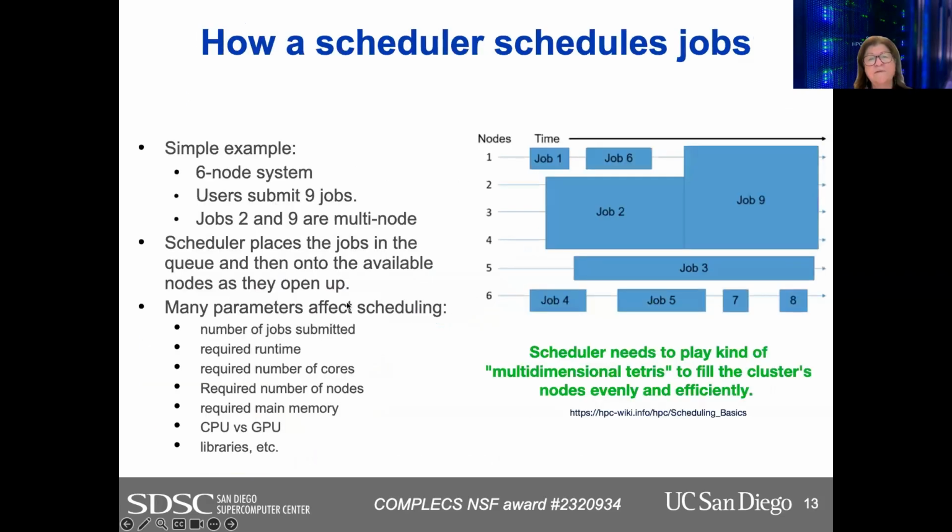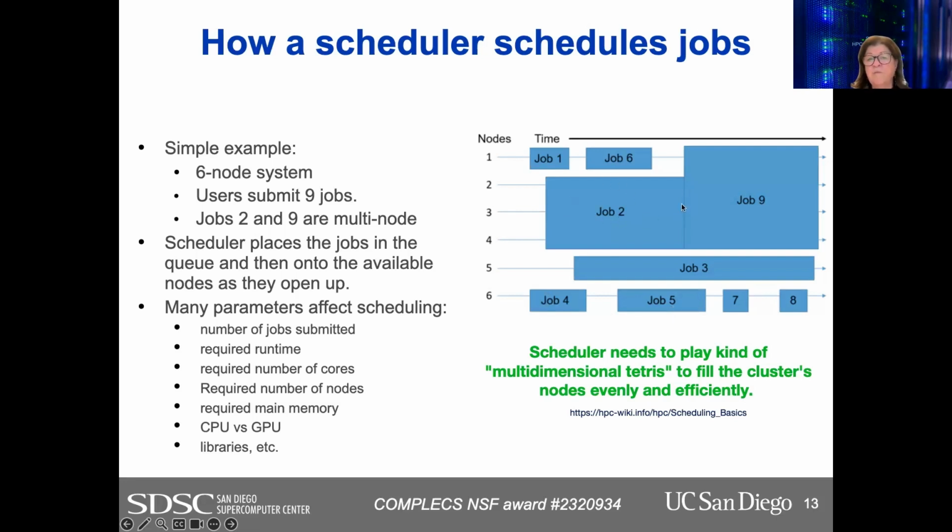Okay, so how does a scheduler work? If you haven't been on one, this simple example has 6 nodes, and the users submit 9 jobs, and jobs 2 and 9 are what we call multi-node. This is time going over to the right. At the beginning, job 1, job 2, job 3, and job 4 get started as the nodes open up. Job 1 finishes really quickly, so by then, job 6 is the next one to run, because on node 6, we have job 4, job 5. You can see these are different lengths.